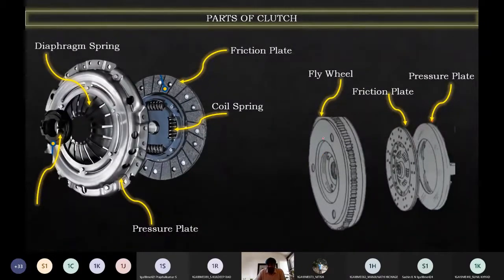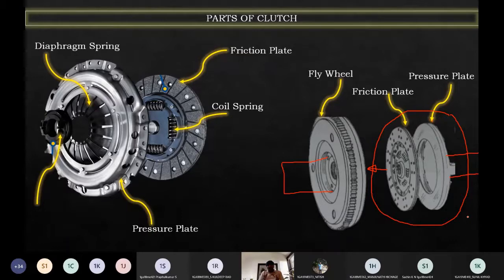The flywheel will be mounted on the camshaft. There will be a camshaft here. The flywheel will be mounted on the camshaft. Now onto the flywheel, there will be a clutch plate assembly. The one which you see is the clutch plate assembly. This clutch plate assembly will be connected to this. Next to the clutch plate assembly, there will be something called the transmission shaft. So it is the interface between the engine and the transmission system.